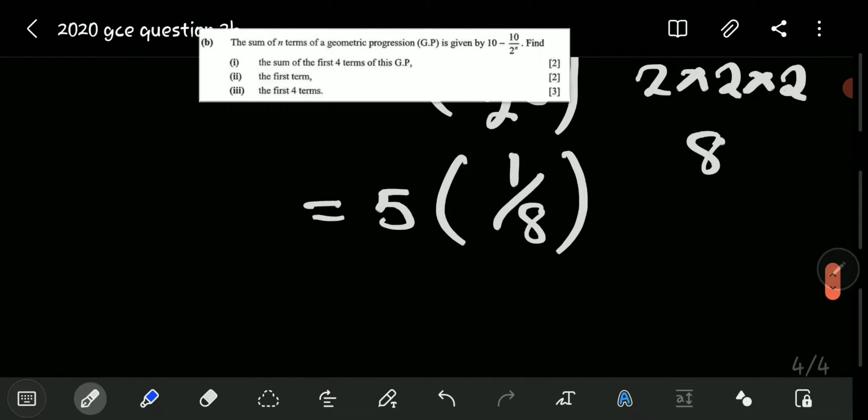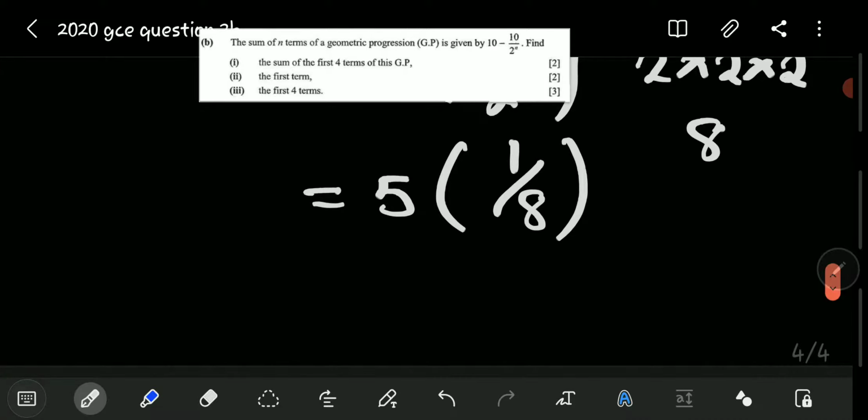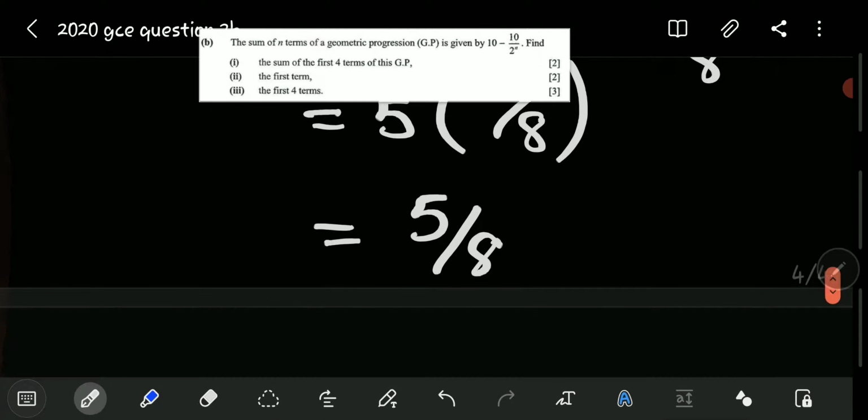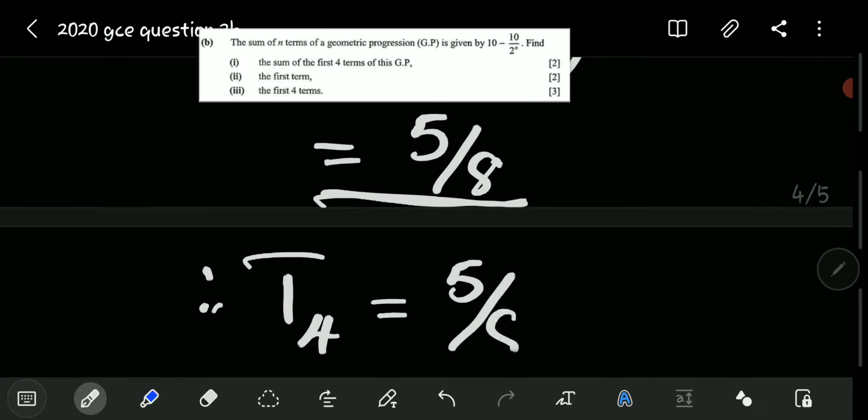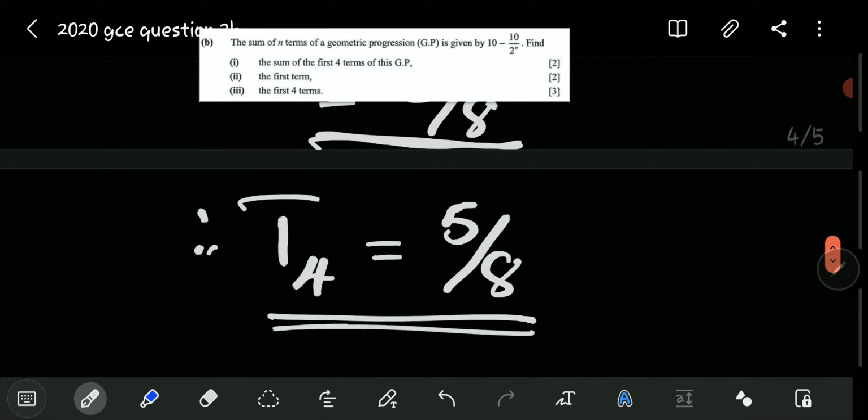Then 5 multiplied by 1, then divided by 8, is going to be 5 over 8. What is 5 over 8? 5 over 8 is actually a proper fraction. So this is our fourth term. Therefore, the fourth term is equal to 5 over 8.